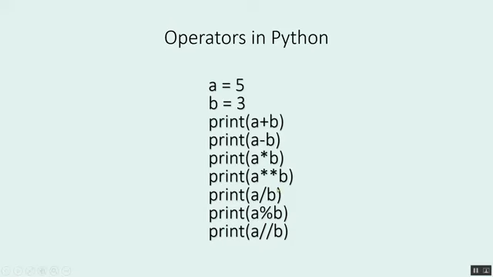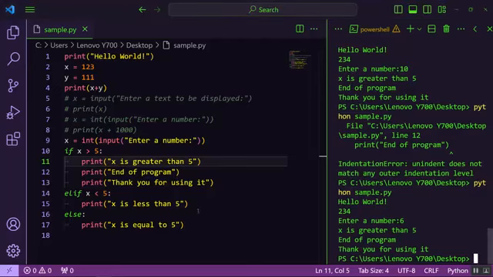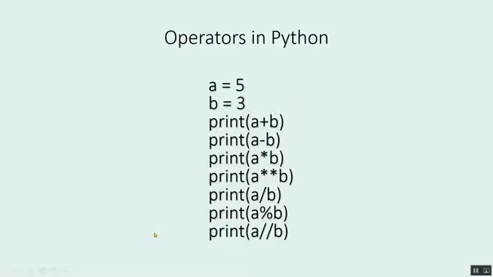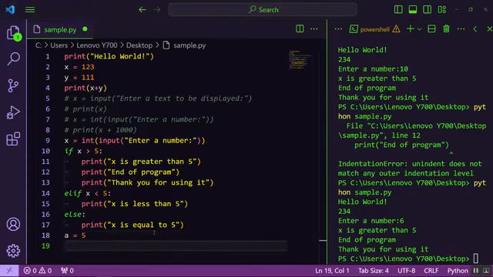Okay, so let's try it. Let's add some variables here. Let's say a is equal to 5 and b is equal to 3.